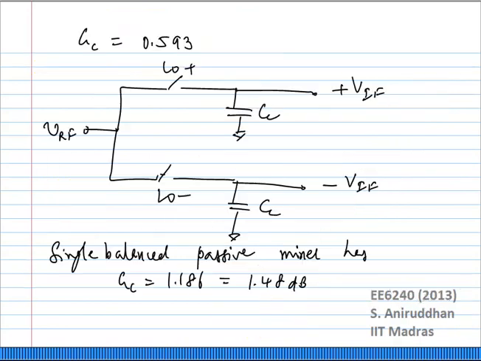And this conversion gain is 0.593. If you have a single balanced version of this particular mixer, it will have a gain which will be twice this, which happens to be 1.186, and surprisingly, or at least somewhat surprisingly, the gain is larger than 0 dB. But we know this was possible because the fundamental of a square wave is larger than the amplitude of the square wave itself. There is a 2 by pi factor.